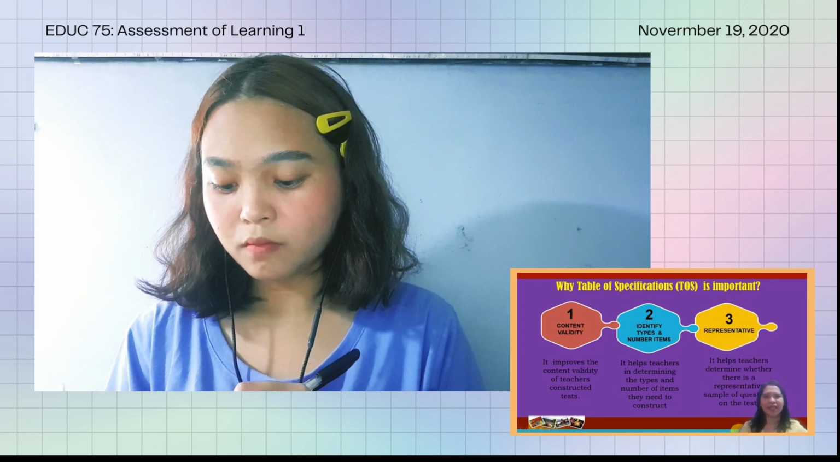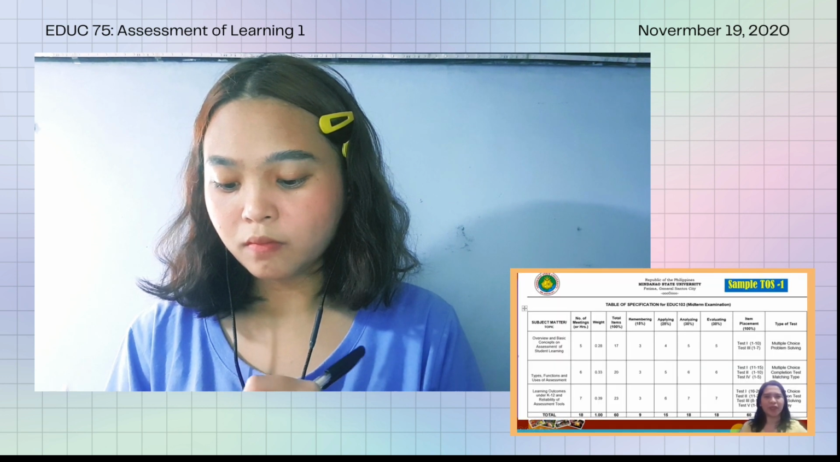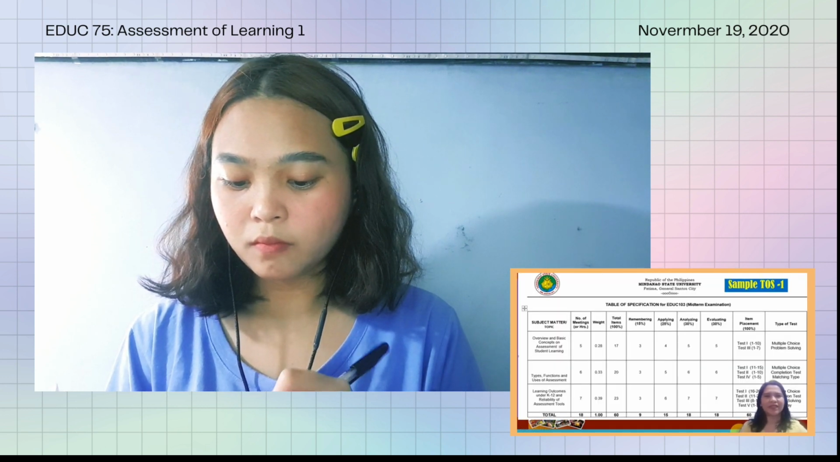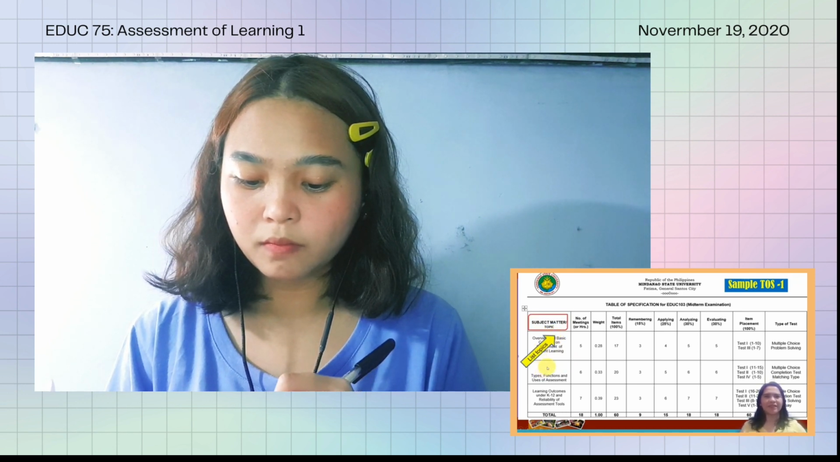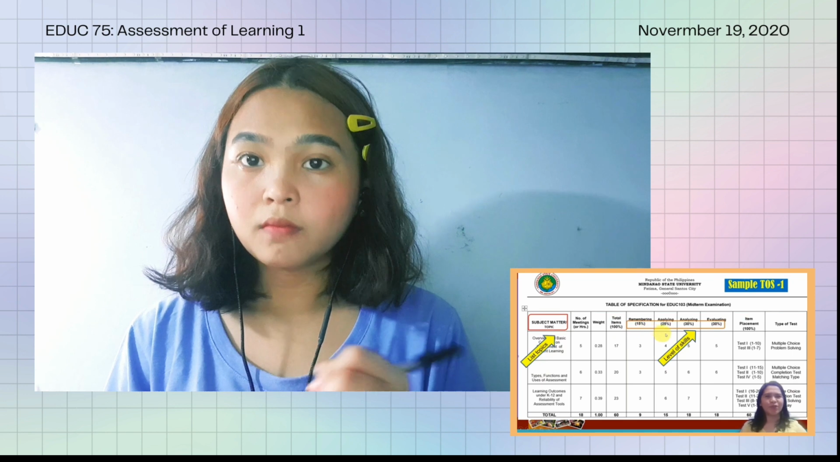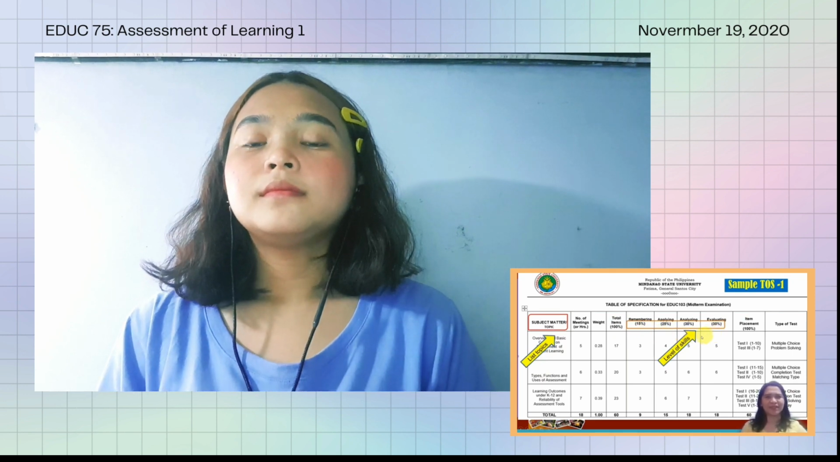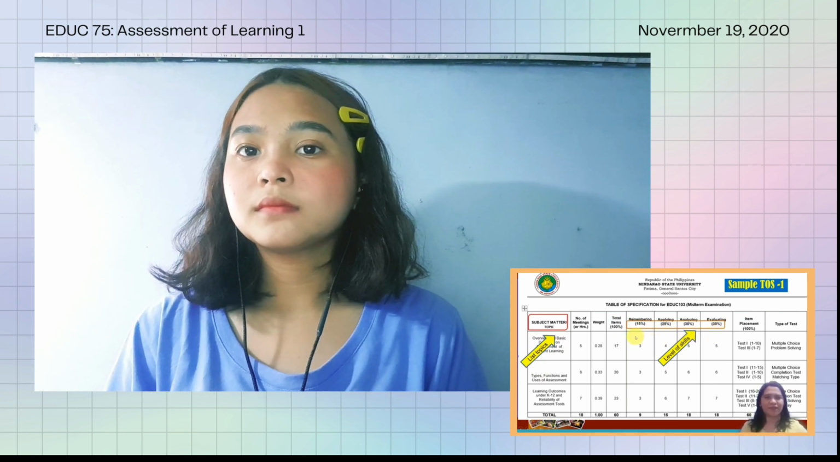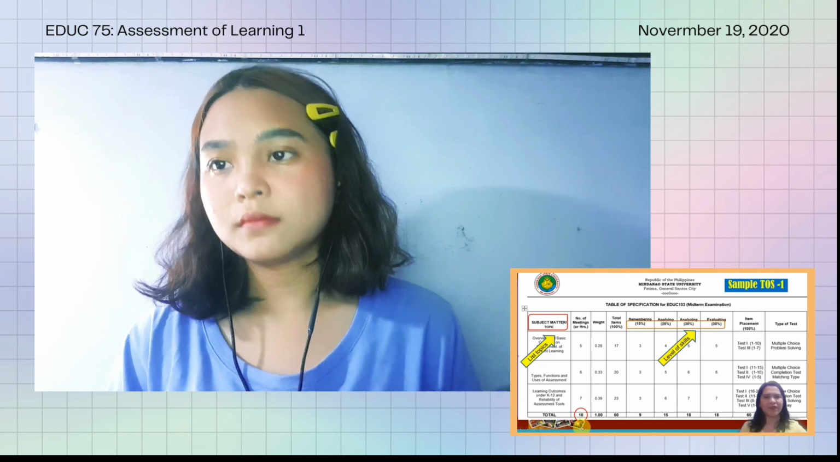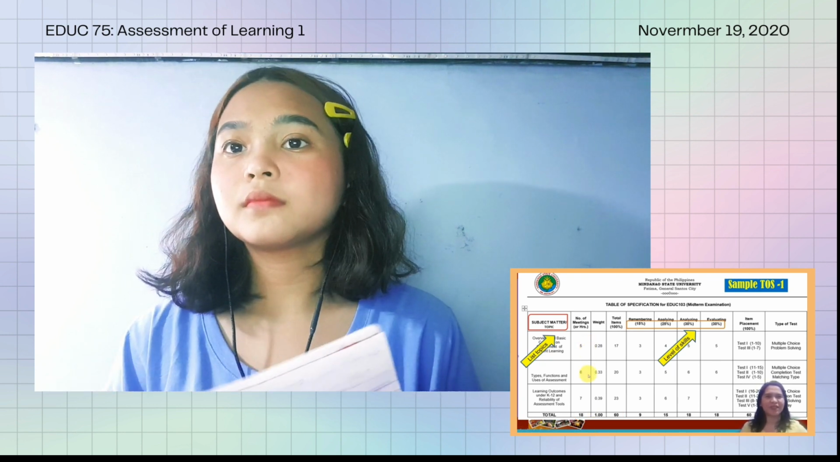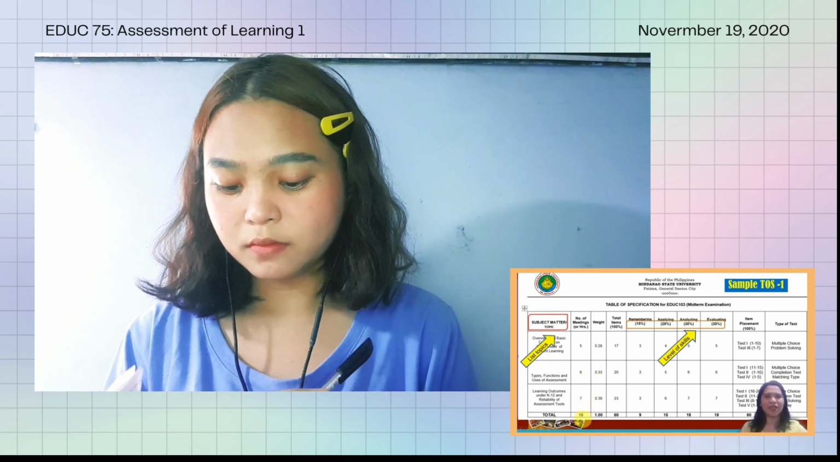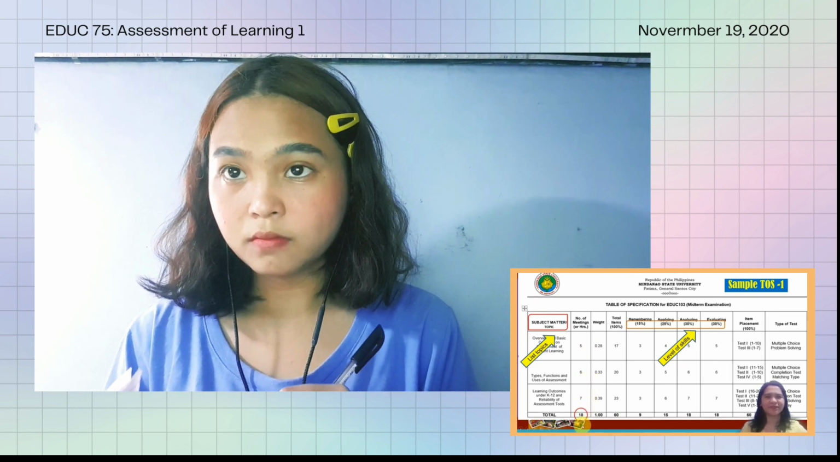So here are the steps in making a TOS. First, list down the topics covered for inclusion of the test. Second, determine the objectives to be assessed by the test. Third, we specify a number of meetings or hours spent for teaching a particular topic. In this example, we simply add 5 plus 6 plus 7, that is why we have 18.